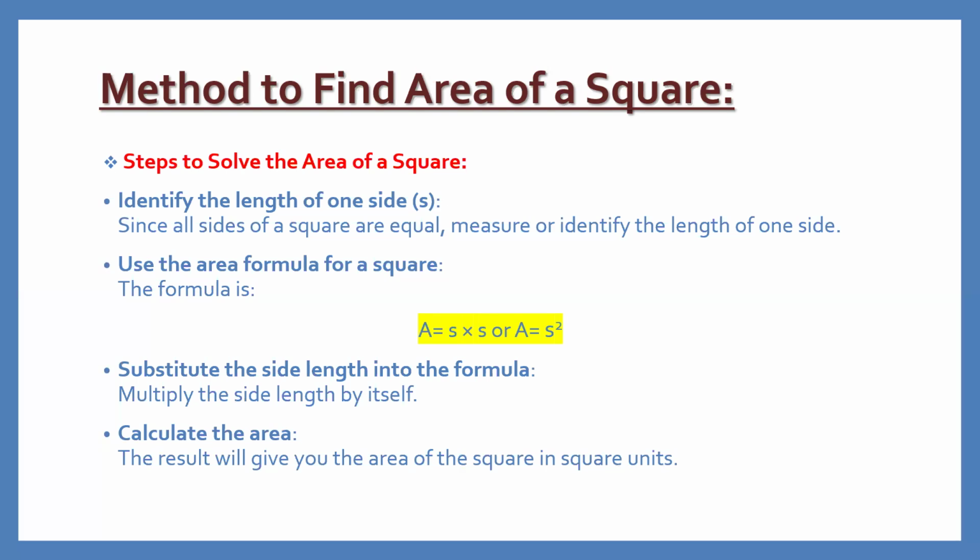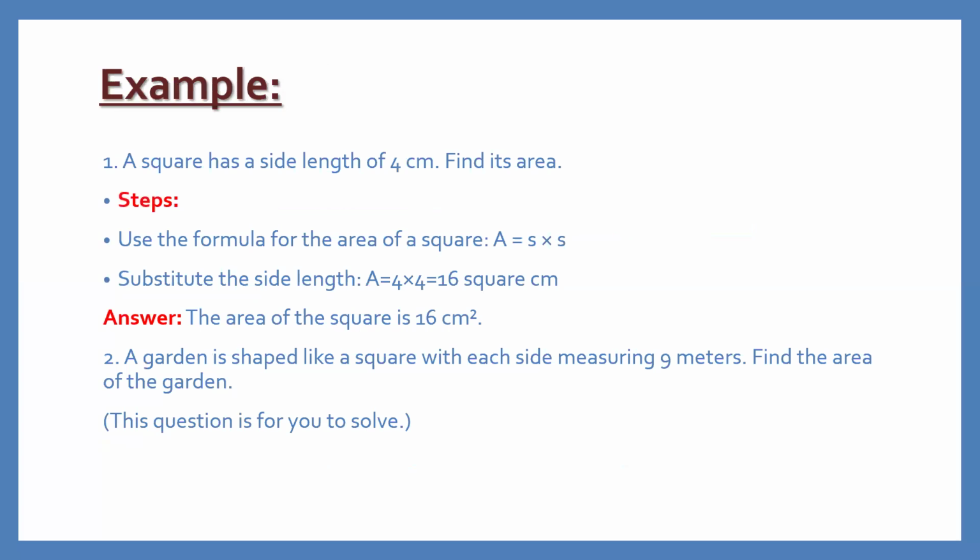And then you can calculate and find the final result. So here is the example based on the area of a square. A square has a side length of 4 centimeters. Find its area. So we know the formula of area of a square is side multiplied by side, or side square. So here the side is given to us as 4 centimeters. So 4 into 4, 4 fours are 16 square centimeters, which will be your final answer.